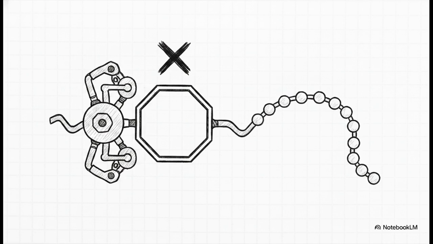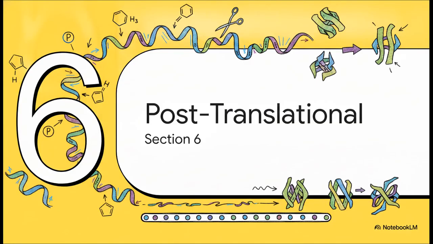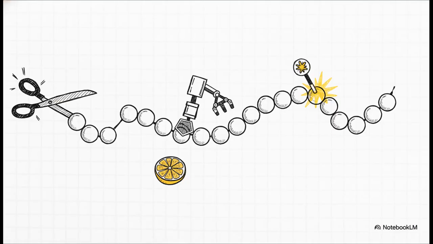Hydrolysis occurs, which essentially severs the bond between the peptide and the tRNA occupying the P site, and that successfully releases the brand new polypeptide chain off the assembly line and out into the cell. And that brings us to Section 6, post-translational protein modifications. So the assembly line might be stopped, but the raw protein product still needs a few finishing touches before it can actually function in your body.